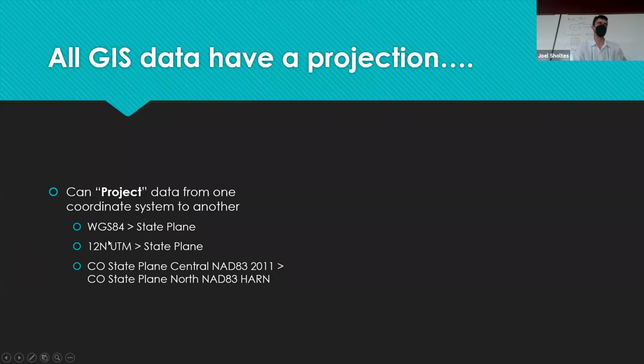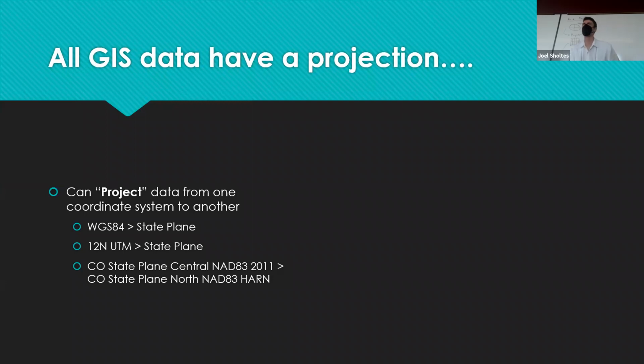And projecting data is typically going from one projection to another, or one coordinate system to another. So we can take a file that has WGS84, lat long, and then we can use the project tool to translate it to state plane or something else. And so here's some examples. We can go from UTM to state plane. We can go from state plane central to state plane north. You can go from really any coordinate system from one to the other.